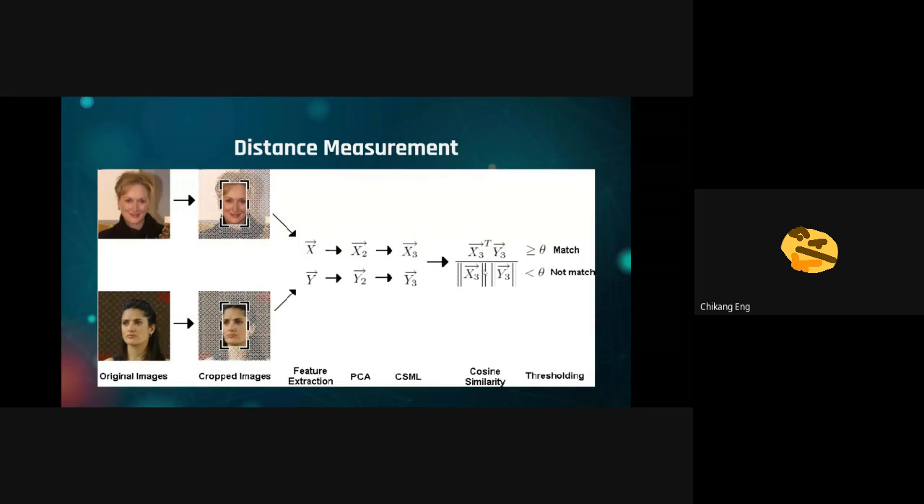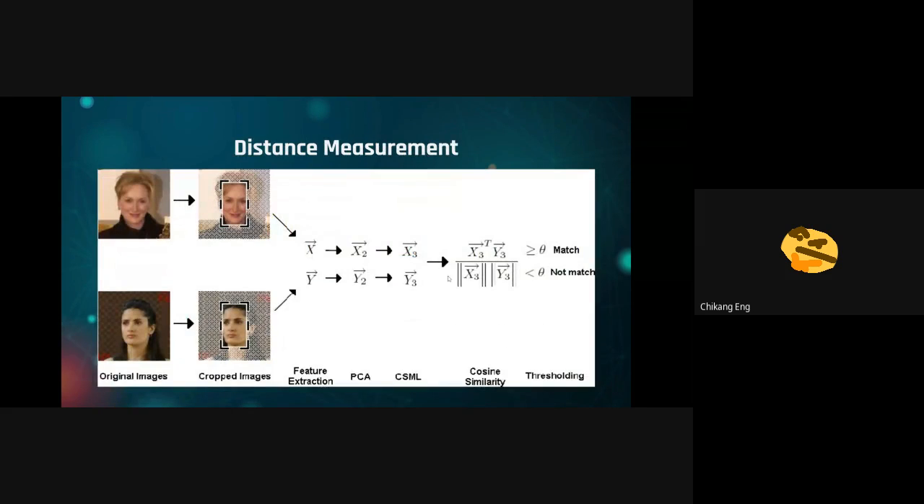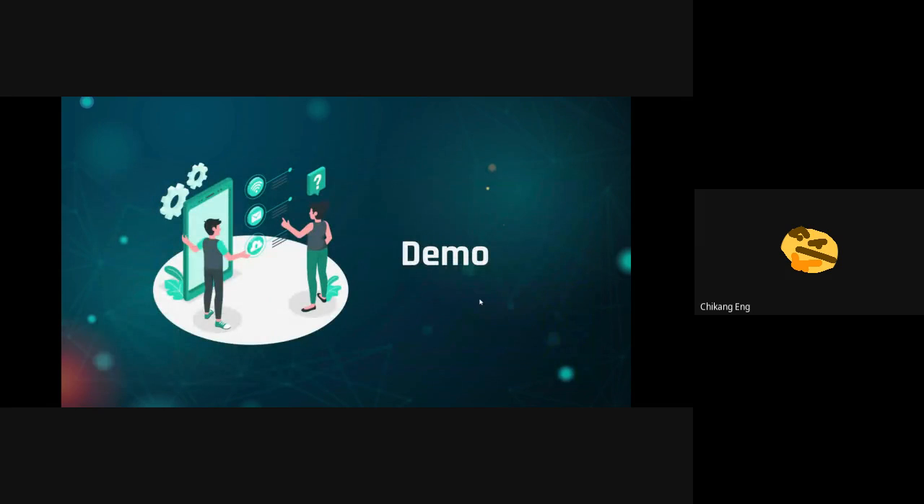Okay, so next is how we measure the face. This softmax output here, we use it to perform a cosine similarity to check if the faces match together. If the output is more than a certain threshold, then we say that the face matches. But if it is less than the threshold, we say that the face does not match. Okay, so I will show you the demo.